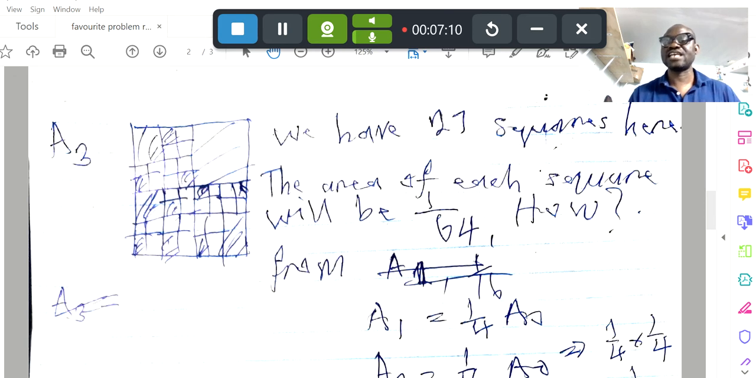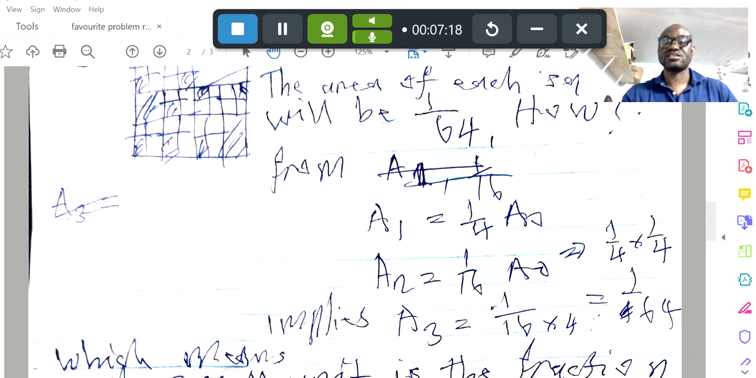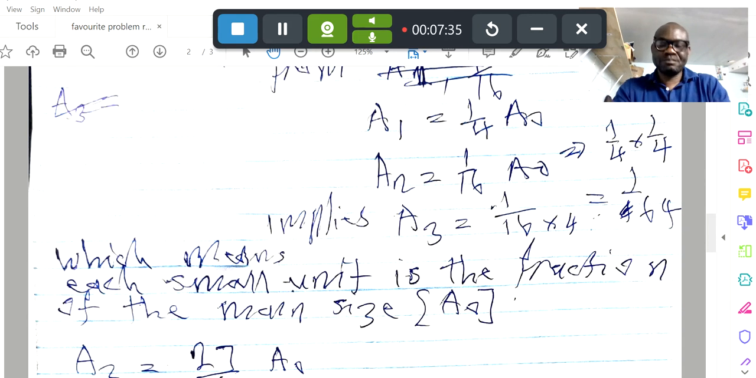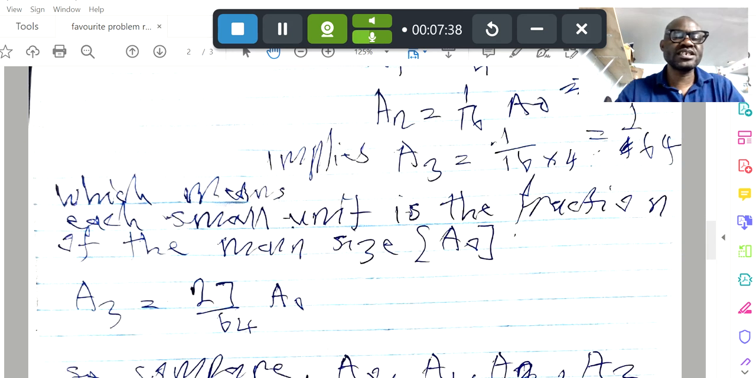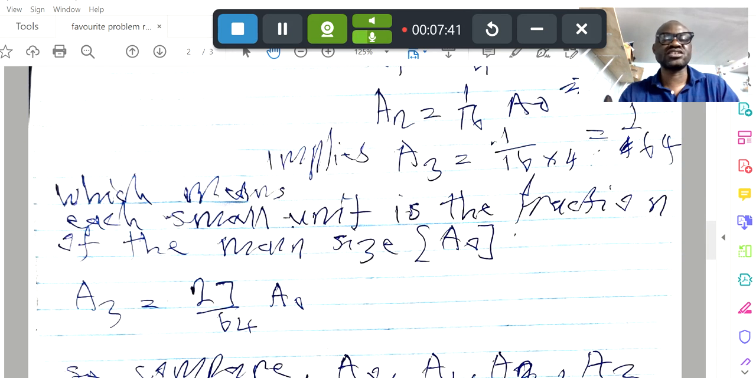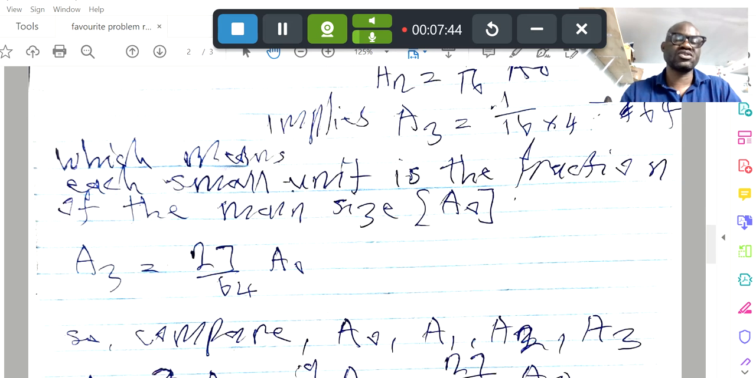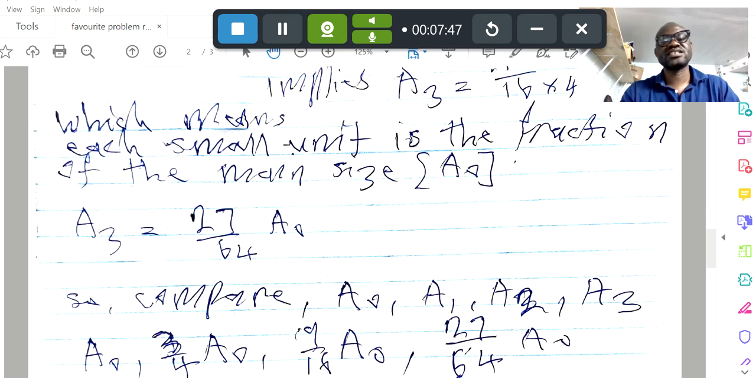And at this point, I can actually ask my students, will anybody explain to me why we arrive at 1 over 64 here? And I believe some students, from what I've said previously, will be able to show how we do it, because we know that the previous one is just 1 over 4, and the second one is 1 over 4 multiplied by 1 over 4, which is 1 over 16, and this one will be 1 over 16 multiplied by 1 over 4. So each small unit is a fraction of the main size, A naught. So we get A3 is equal to 27 over 64 times A naught.